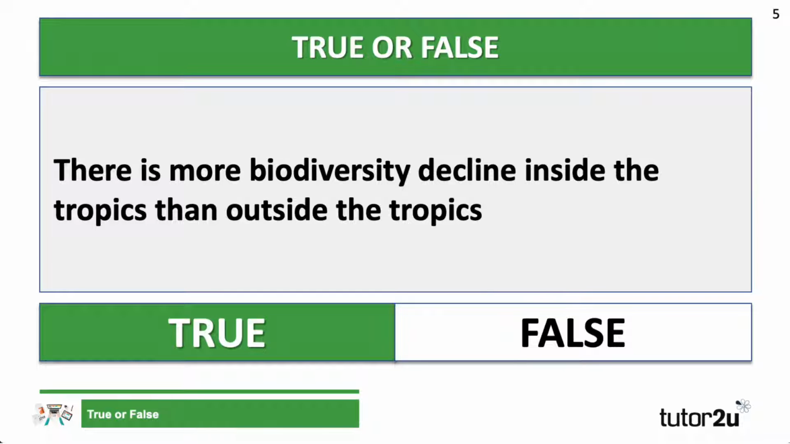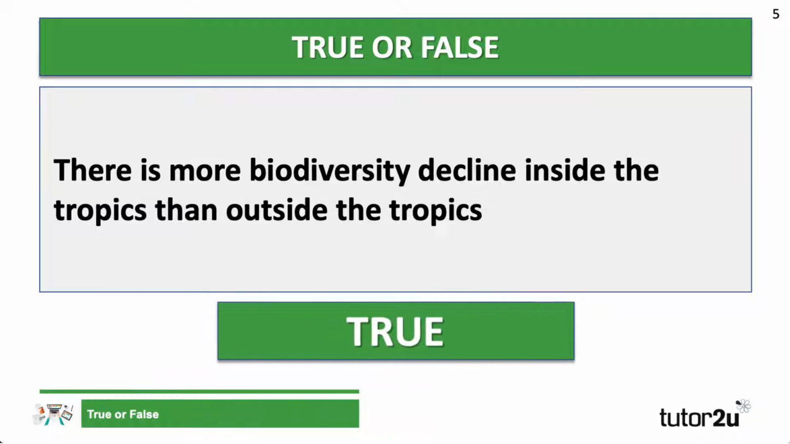And the final question in the true or false round, the statement is there is more biodiversity decline inside the tropics than outside the tropics. Is that true or false? Just type T or F or jot down T or F. And the correct answer to that is true. It is correct to say that there is more biodiversity decline inside the tropics than outside.